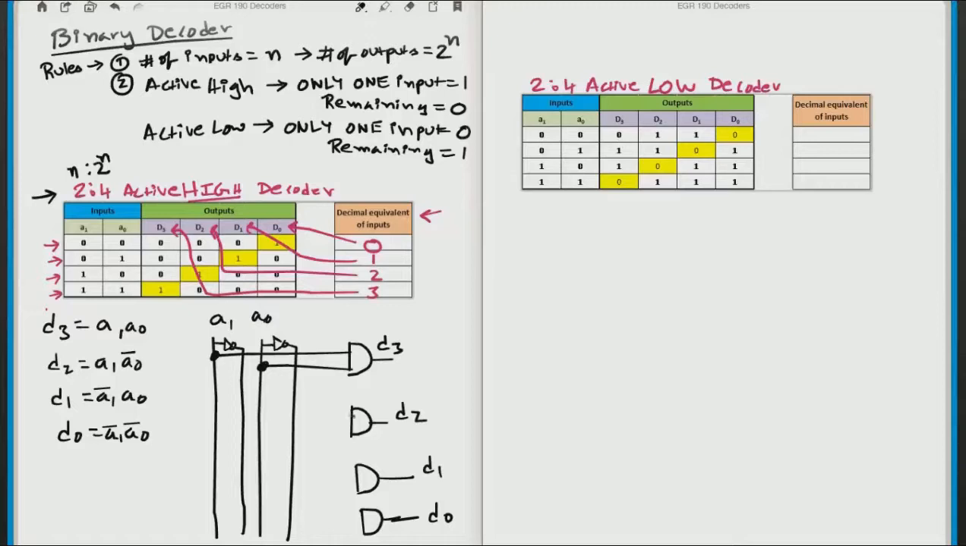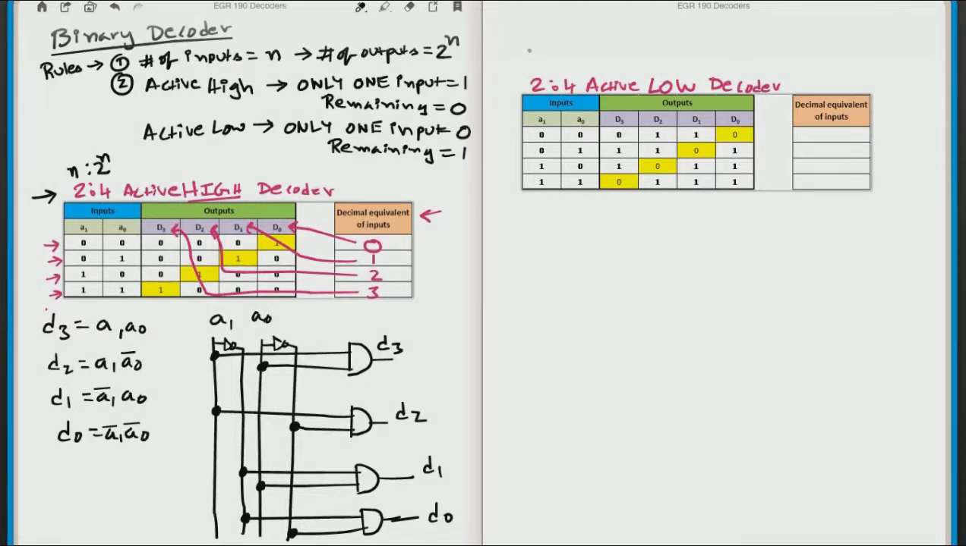D2 is A1 times A0 bar. D1 is A1 bar times A0. D0 is A1 bar times A0 bar. That is your simple 2 to 4 active high decoder.